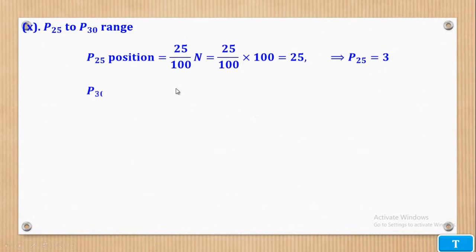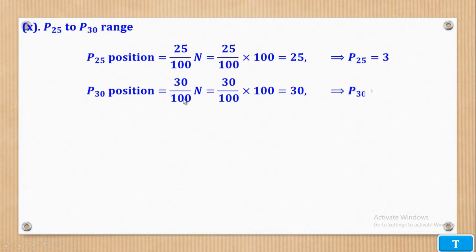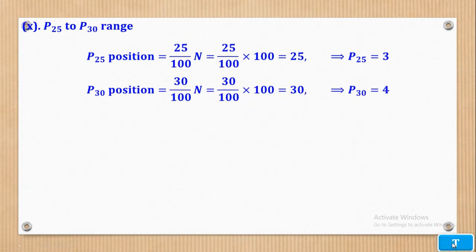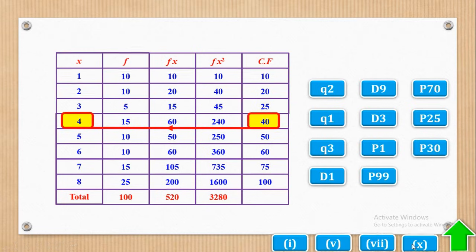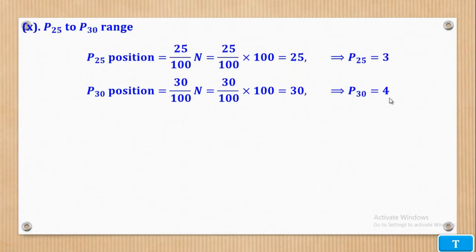What about P30? So P30, 30 over 100 times 100 gives you 30. Therefore you'll go back to your table and look for 30 in your cumulative frequency column, and that 30 is enclosed here, which corresponds to 4. Therefore P30 is equal to 4. That's why you see 4 here. Therefore the range will be got by subtracting the 2 to come up with 1 as the required answer.